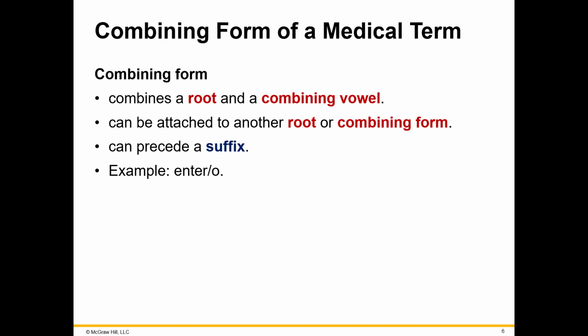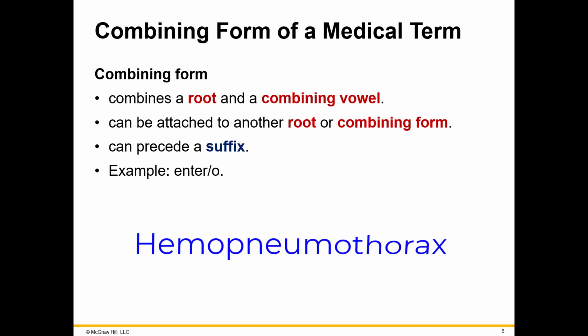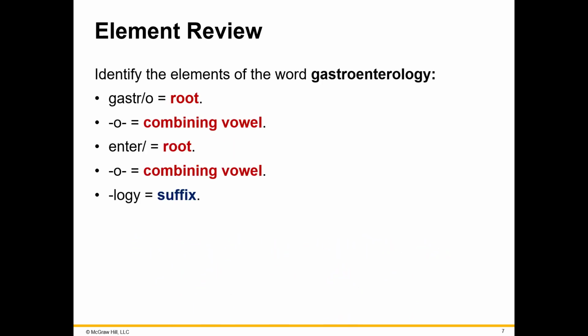Many medical terms contain more than one word root. When two roots occur together, they are always joined by a combining vowel. An example of this would be hemopneumothorax. Hem meaning blood, pneum meaning air or lung, and thorax meaning chest. They are all joined together with a combining vowel.